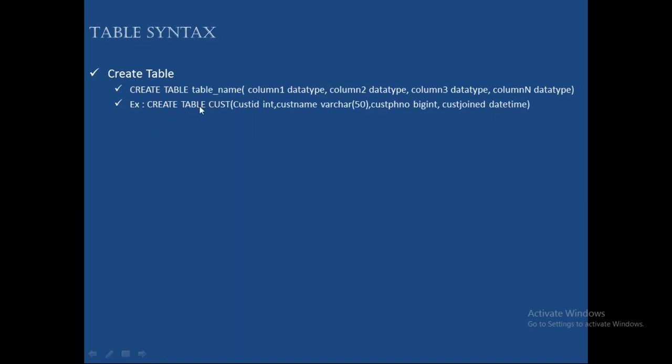Create table. My table name is cust here. My first column is cust ID. The data type is int. My second column is cust name. Data type is varchar of 50. Third column is cust phone number. Data type is big int. Fourth column is cust joined date, data type is date. Okay, this is how you are going to create the table.